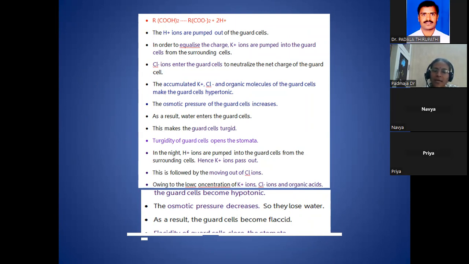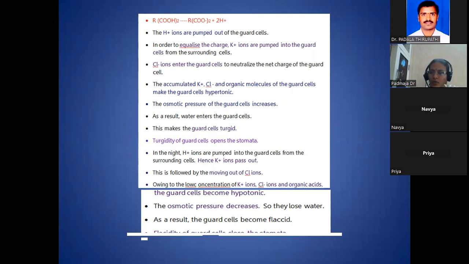In the night, the K+ ions are pumped out of the guard cells into the surrounding cells, and this is followed by the movement of Cl- ions out. Owing to the low concentration of K+ and Cl- ions, the organic acids in the guard cells become hypotonic, which decreases the osmotic pressure. As a result, the decreased osmotic pressure leads to the loss of water, and the guard cells lose water and turgidity and become flaccid. As a result, the stomata will be closed.